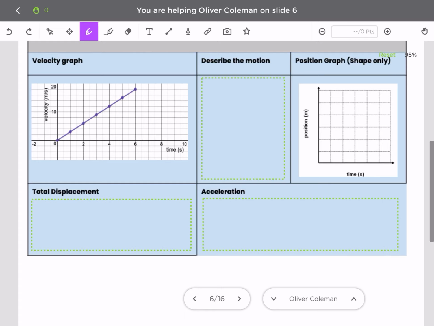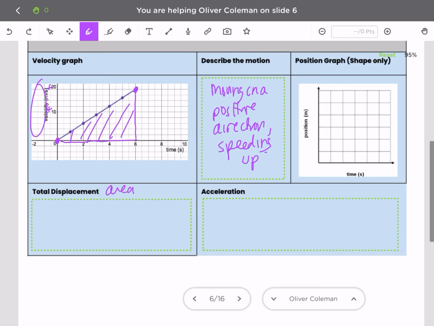This one's more like the one that we saw. This is a regular velocity graph like we saw in the lab. This is still moving in a positive direction, because it's still above the axis. All of these numbers up here are positive. It's a positive direction, and this is speeding up, because the velocity starts at 0 and then gets to some higher value. Again, if I want to find the displacement, I'm just going to use the area of the velocity graph. So 1/2 base times height.